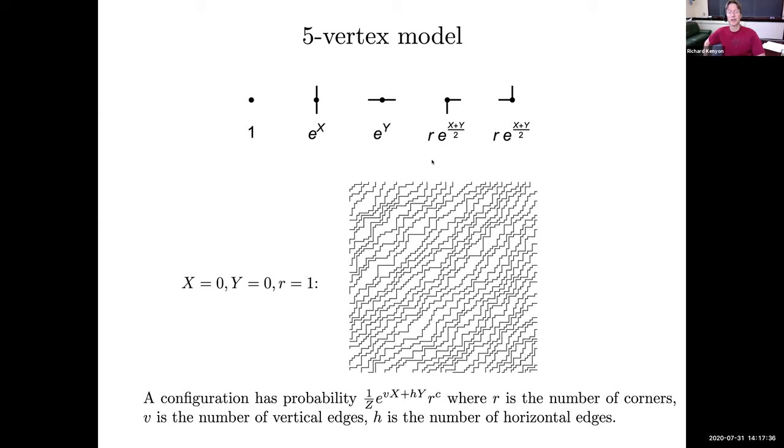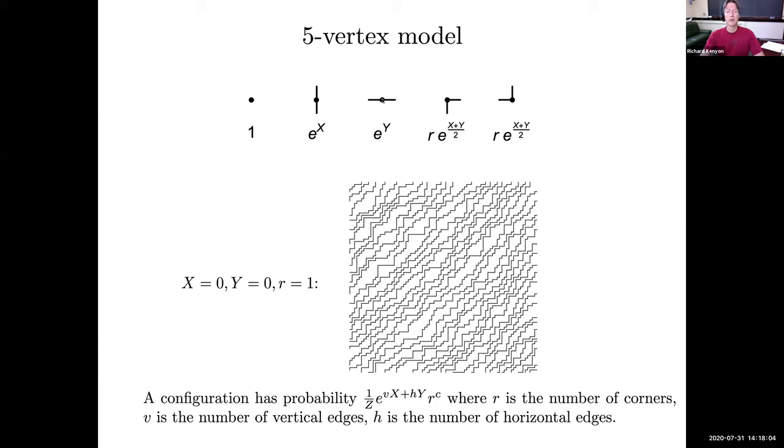Here's the five vertex model, right? It's configurations of paths on the square grid, which have five different kinds of local configurations. It just looks like the six vertex configurations, except I'm throwing out the possibility that two paths will touch, right? So in this lecture, they're going to be northeast going lattice paths, like in the picture here.